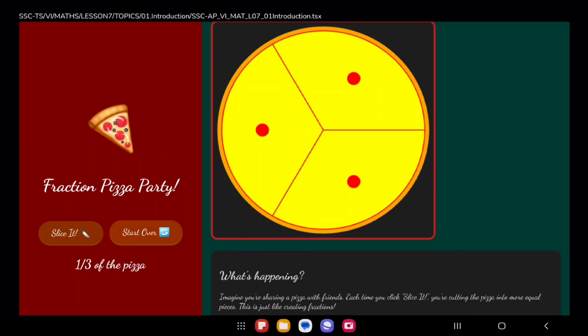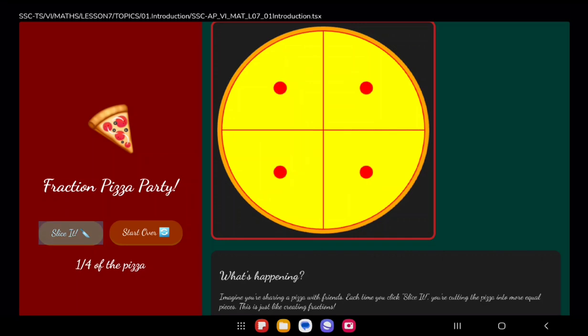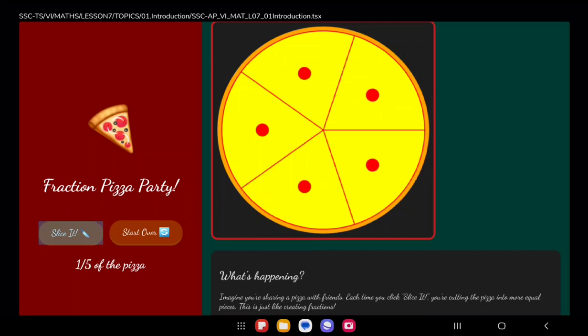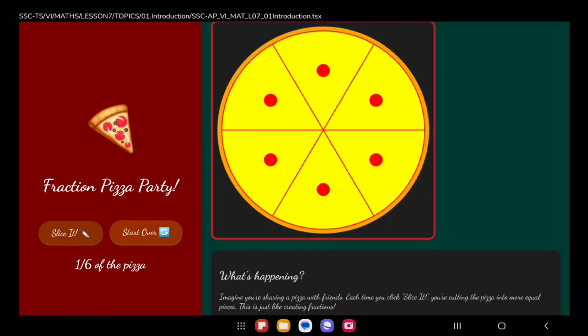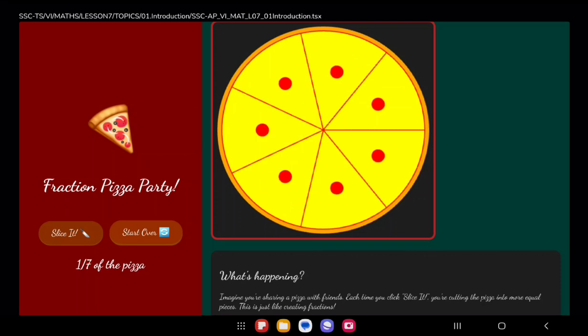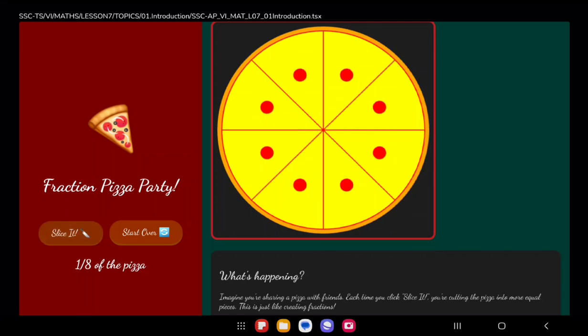Now we can see that we have three different slices now, right? So again, if I press it, you will see that it is having four equal parts right now, right? So again and again, if I keep on pressing, it can become 5 slices. Now it has become 6 slices. Now it has become 7 equal pieces, or 7 equal parts, or 7 equal slices. Now 8 equal slices, right?